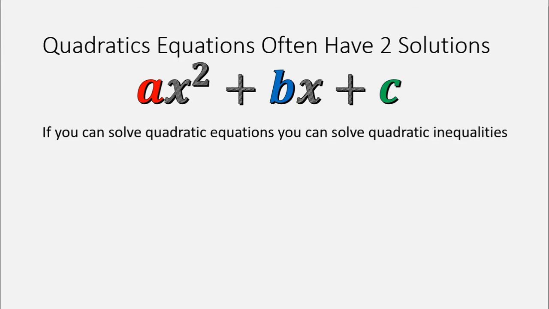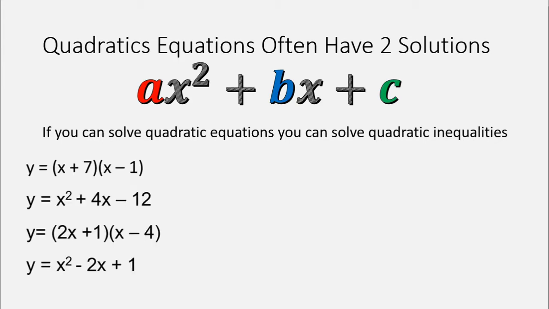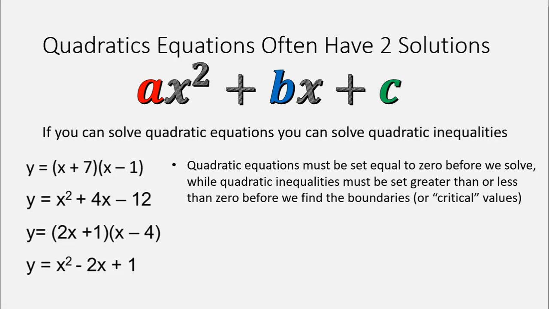Although we're combining a lot of different ideas together here, basically if you can solve quadratic equations, you can solve quadratic inequalities. Here are a bunch of examples of quadratic equations, but remember that before you can solve a quadratic equation, it must first be set equal to 0. In the same way, before you can solve a quadratic inequality, it must first be set either greater than or less than 0. And that's going to help us find the boundary values or the critical values.